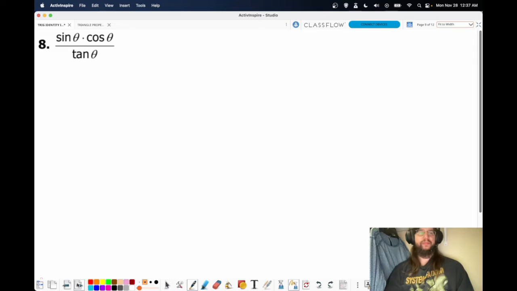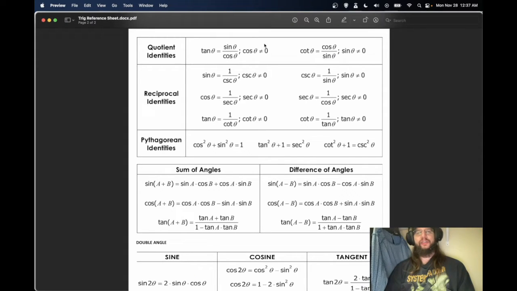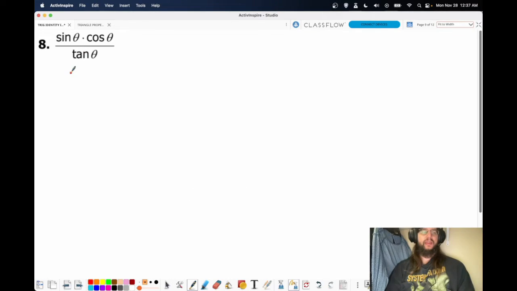Let's look at this thing. This thing's got some multiplication and some division. But again, we're dividing by tangent, okay? First thing you're going to want to do is turn tangent into sine and cosine. Unless you're dealing with the Pythagorean identity, start there. But if nothing's being squared, turn everything into sine and cosine.